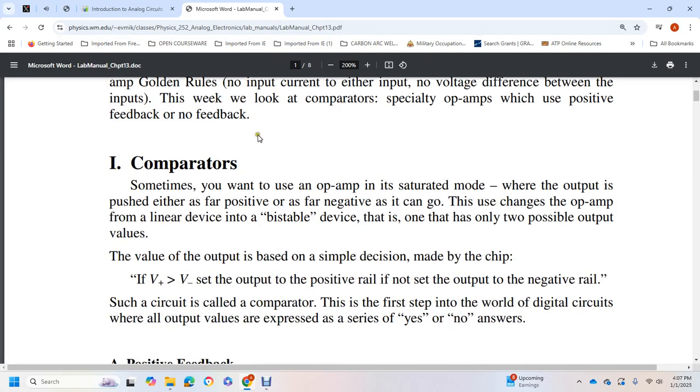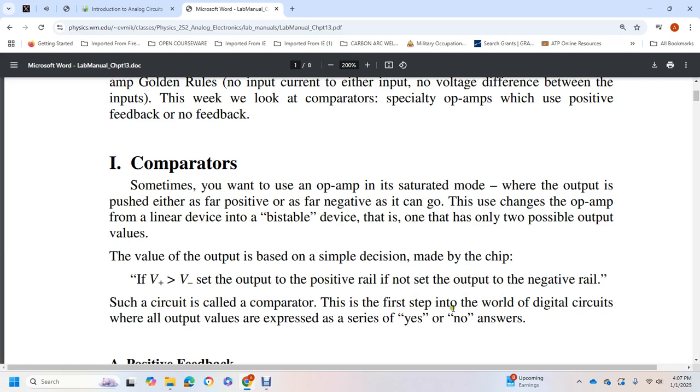Comparators sometimes use the op amp in its saturated mode, where the output is pushed to either the far positive or the far negative rail. The user can change the op amp from a linear device into a bistable device, one with only two possible output values. The output value is based on a simple decision made by the chip: is the positive voltage greater than the negative voltage? The output goes to the positive rail or the negative rail. Such a circuit is called a comparator.